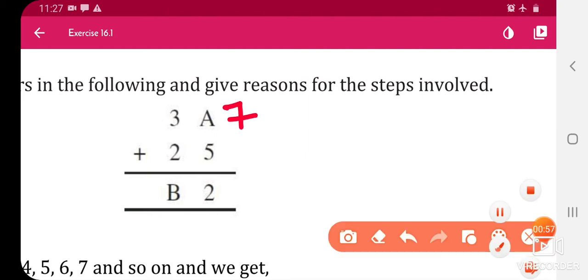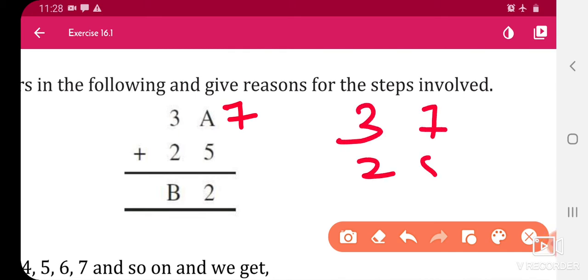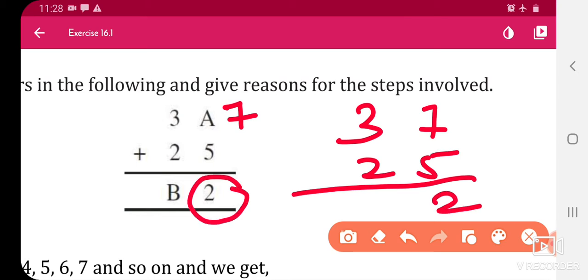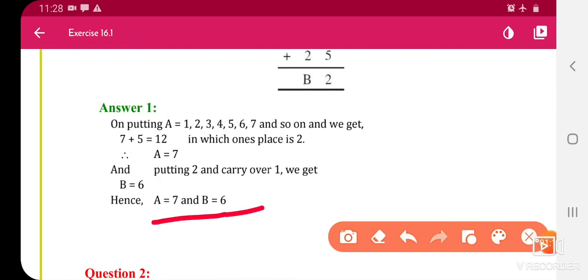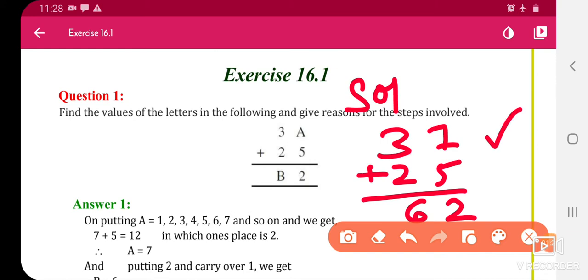So 7 plus 5 is 12. So we have to put here the possible value. And after that carry 1. So 3 and 1 is 4, and 2 is 6. So the value of B is 6. So the possible value in this solution is A equals 7 and B equals 6. When we put the values like that, we can write the solution: the value of A equals 7 and B equals 6.